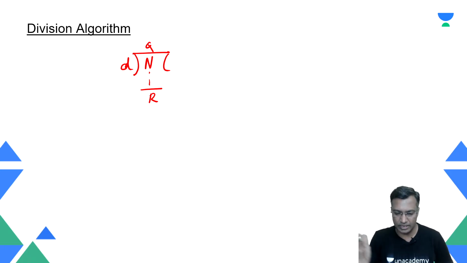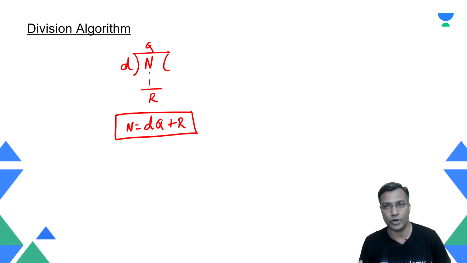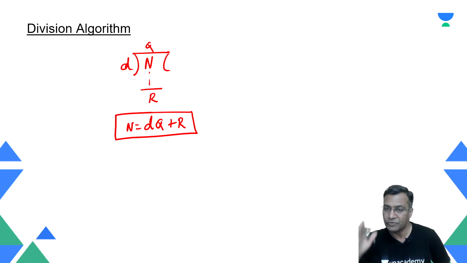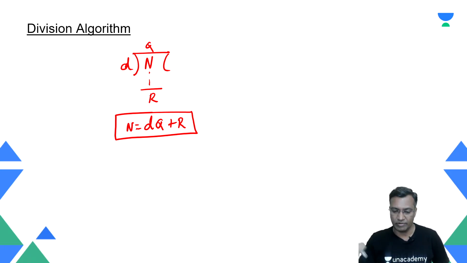So how do I mathematically represent this? You say that number is equal to divisor times quotient plus remainder. This is the division algorithm. Now based on this, there are certain properties I'm going to talk about which you should remember. These properties are very essential, and very, very important, because at a larger scale, when we get onto the intermediate and advanced stages, these simple properties will have a huge impact on our problems, right?